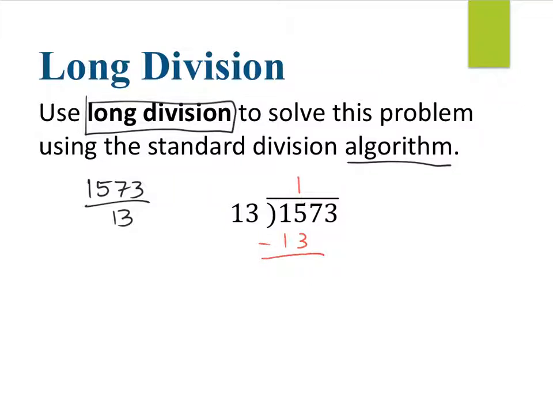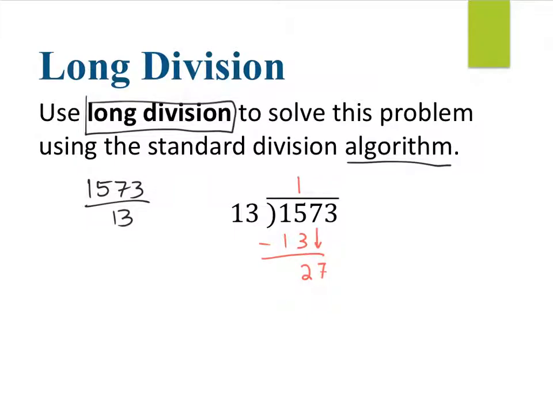I take away. 15 minus 13 is 2, and then I bring down the next place value. So that becomes a 7. And then I start again, and I'm going to change the color so that I remember that I'm doing this. This is my next round. So I think to myself, 13 times what gets me 27? Well, 13 times 2 is 26. Oh, that's close, but just under.